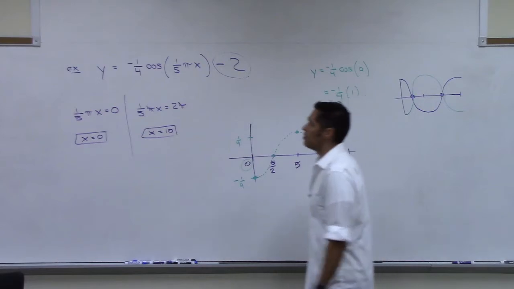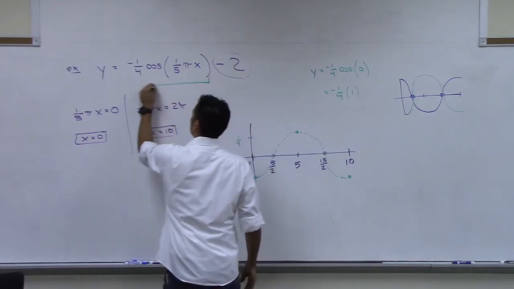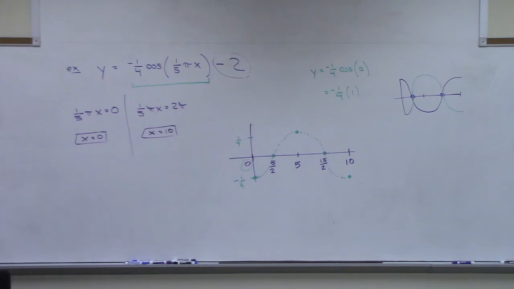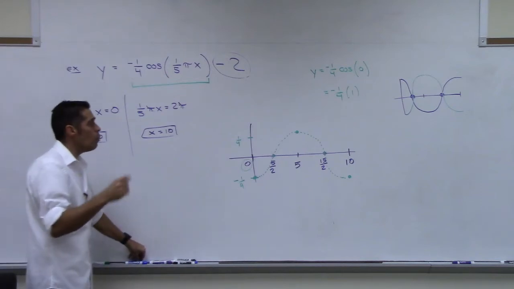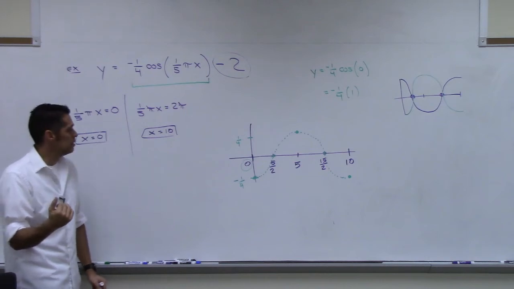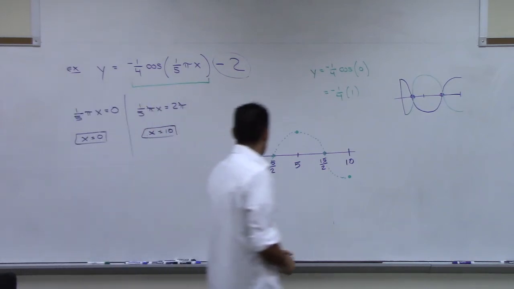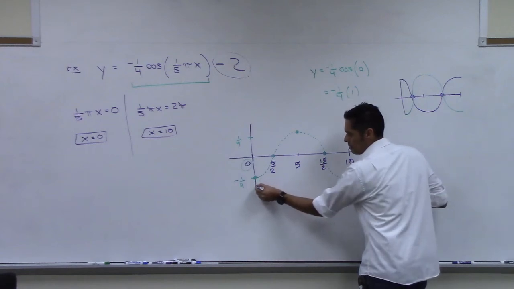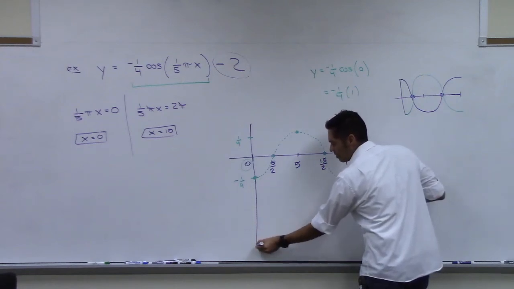There it is. So that would be just that, right? That's what that would be. But now I want to do -2. So -2 means every single y coordinate, every single y value needs to be taken down 2. So this can be a little bit tricky. Let's see here. I need to move this. I need to extend my y-axis down.